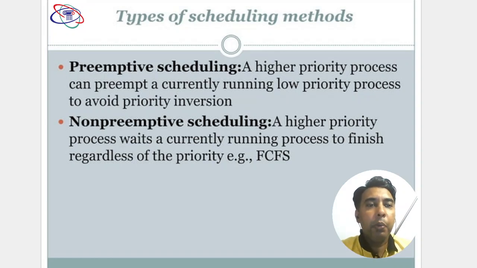In case of non-preemptive scheduling, a high priority process waits for the currently running process to finish first, regardless of its priority. The best example of non-preemptive scheduling is FCFS, that is first come first serve scheduling.